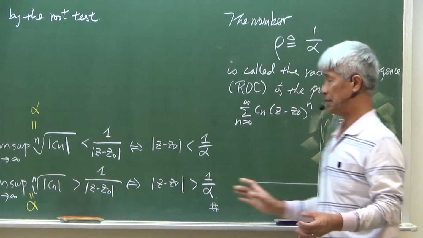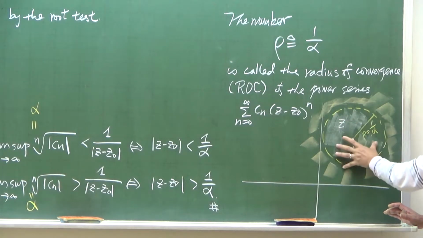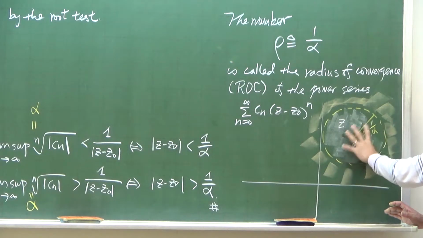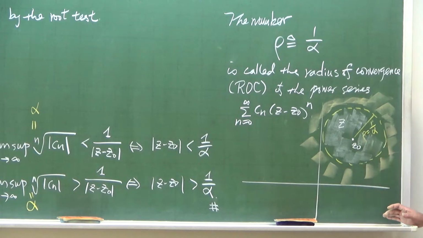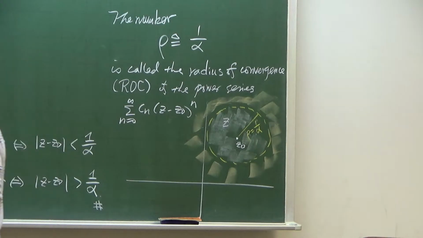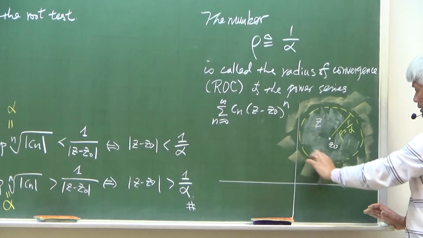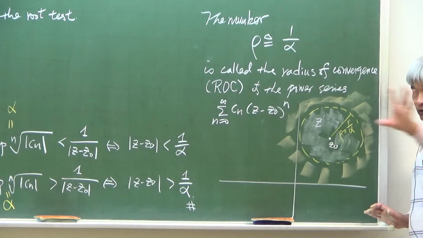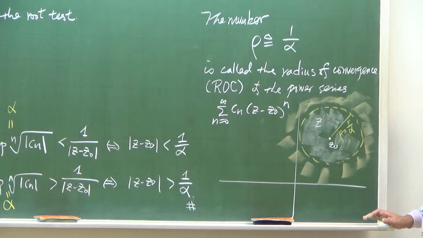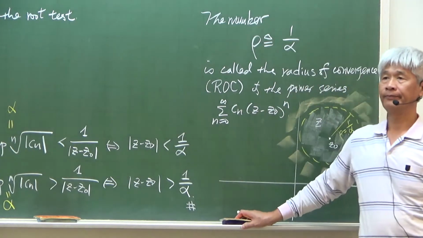Any power series has the same convergence behavior, right? Either it converges absolutely within an open disk with center z0, where z0 is just the center of the power series, and the radius is just the reciprocal of the limit of the nth root of the absolute value of its coefficients, alpha here. And outside the closed disk, not including the boundary, the power series diverges. Okay, they diverge. So it's a general phenomenon. Any questions? Okay.